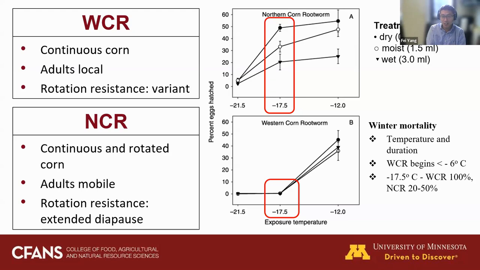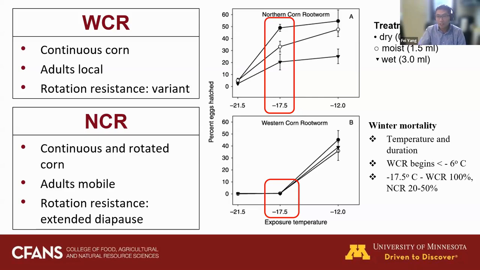And there is also rotation resistance for northern corn rootworm, but with a different mechanism. We call it extended diapause. The adults of northern corn rootworm lay eggs in corn fields, but these eggs won't hatch next year. So when you do rotation, these eggs can still be there. And two years, even three years later, when you go back to corn planting, these eggs can hatch and they can still damage your corn plants.